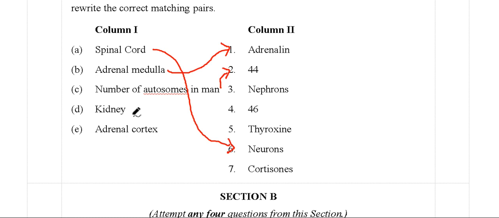Next, kidney. Inside the kidney, the cells which are present, as you all know, are called nephrons or uriniferous tubules. So kidney, we can match easily with the nephrons. And last is adrenal cortex. Here one hormone name is given, which is secreted from adrenal cortex, so we can easily match the adrenal cortex with cortisol. So this is the correct answer for this matching.